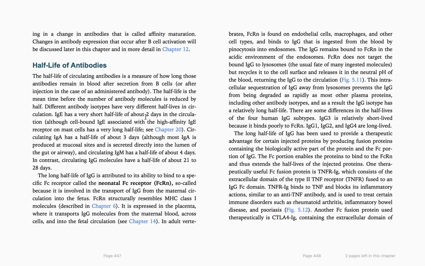IgE has a very short half-life, about 2 days in circulation, although cell-bound IgE associated with the high affinity IgE receptor on mast cells has a very long half-life. See chapter 20. Circulating IgA has a half-life of 3 days, although most IgA is produced at mucosal sites and is secreted directly into the lumen of the gut and airway. Circulating IgM has a half-life of about 4 days. In contrast, circulating IgG molecules have a half-life of about 21 to 28 days.